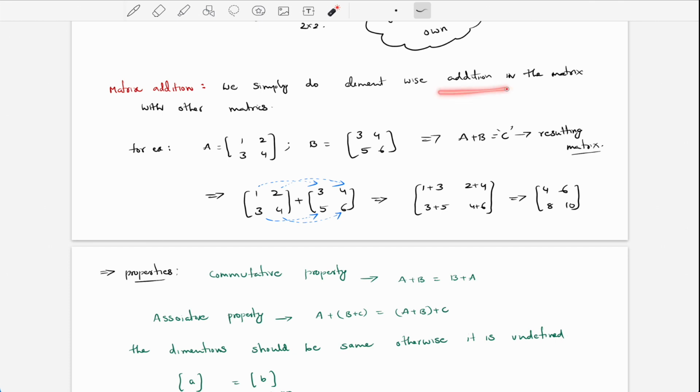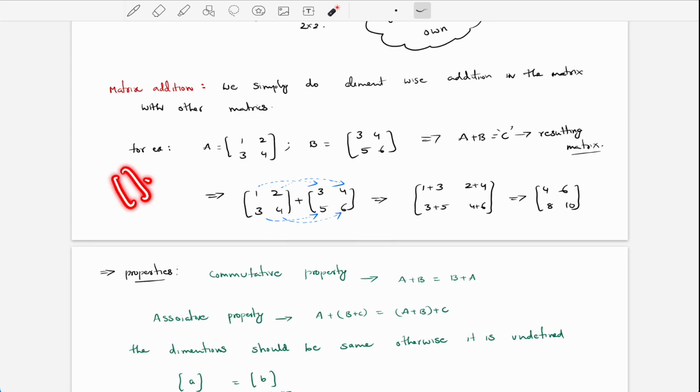We do the element-wise addition of a matrix with another matrix. That's it. For example, we have a matrix A and a matrix B, and we do element-wise addition: 1 plus 3, 2 plus 4, 3 plus 5, and 4 plus 6. We simply add these, and we get our output matrix, and that is called matrix addition. It's just as simple as I discussed in the vectors.